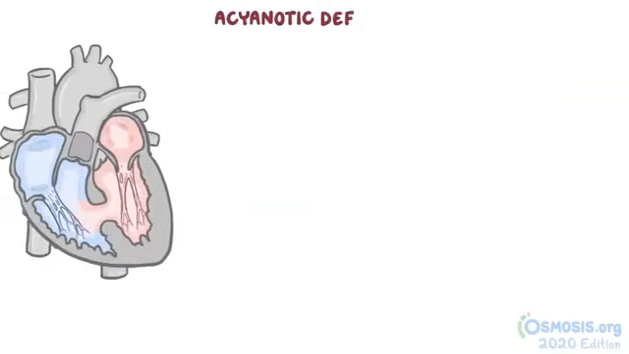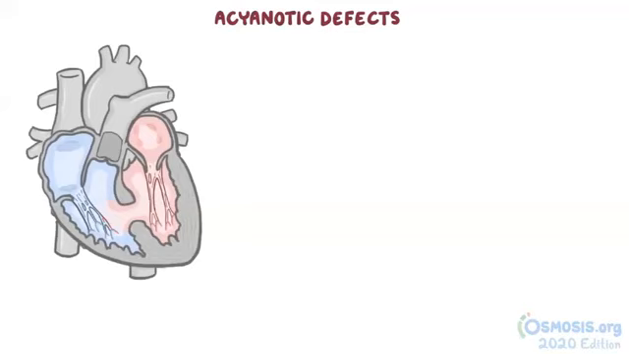In acyanotic defects, the high-pressured left-sided systemic blood gets shunted to the right-sided pulmonary circulation. Because this extra blood is already oxygenated, there's no issue of cyanosis. But it does increase the pulmonary flow, and that leads to pulmonary hypertension.